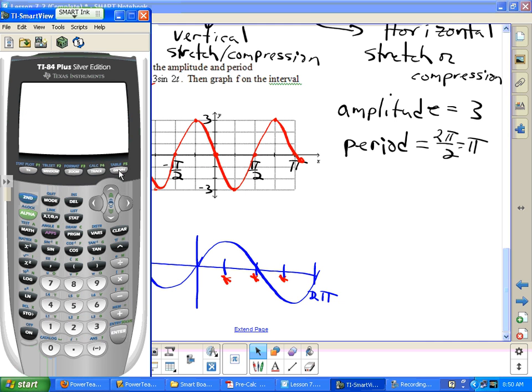And so if I go to my table, here's all my numbers: 0, negative 3, 0, 3, 0, negative 3, 0. Negative pi, negative 3 pi over 4, negative pi over 2, negative pi over 4, 0, pi over 4, pi over 2, 3 pi over 4, and pi. So you actually can use your calculator to help you with those instances also.